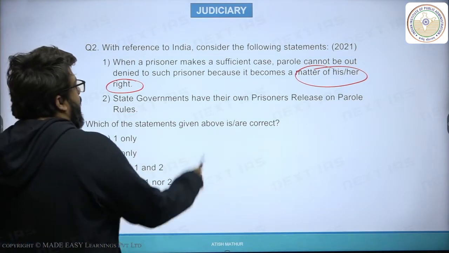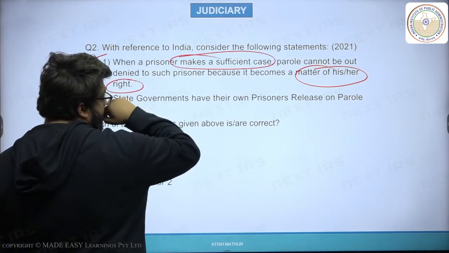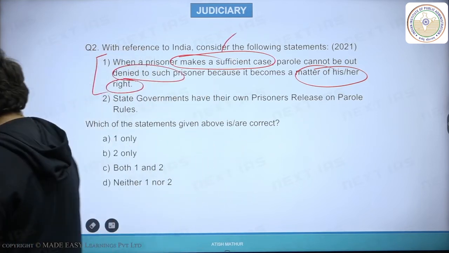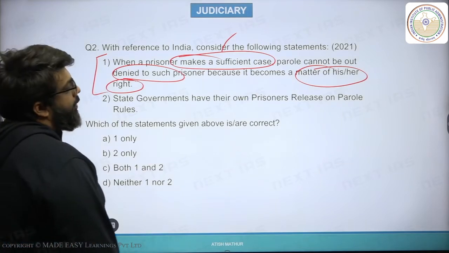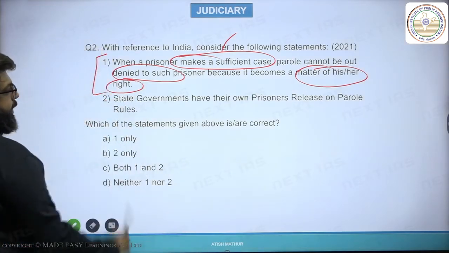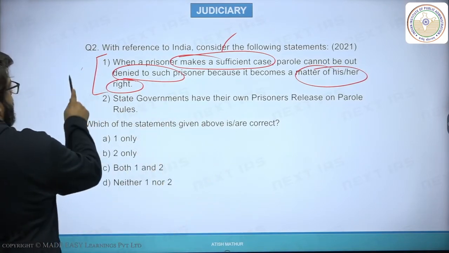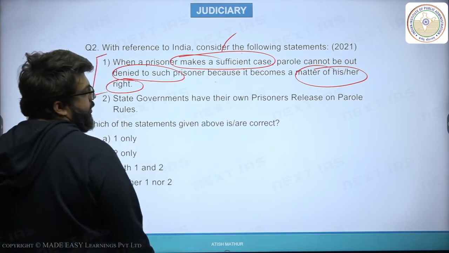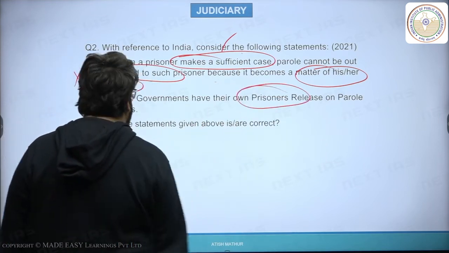पहली बात तो ये statement ही contradictory है that if they make a sufficient case, then the parole cannot be denied. Sufficiency is subjective and therefore you cannot have a uniform law. So firstly that's what is called a contradiction. तो पहला ऑप्शन तो गलत ही है। अगर क्या सफिशिएंट है क्या नहीं है उसमें तुम गारंटी कैसे कर सकते हो? Just read it like an English comprehension. And state governments have their own prisoners release on parole rules.